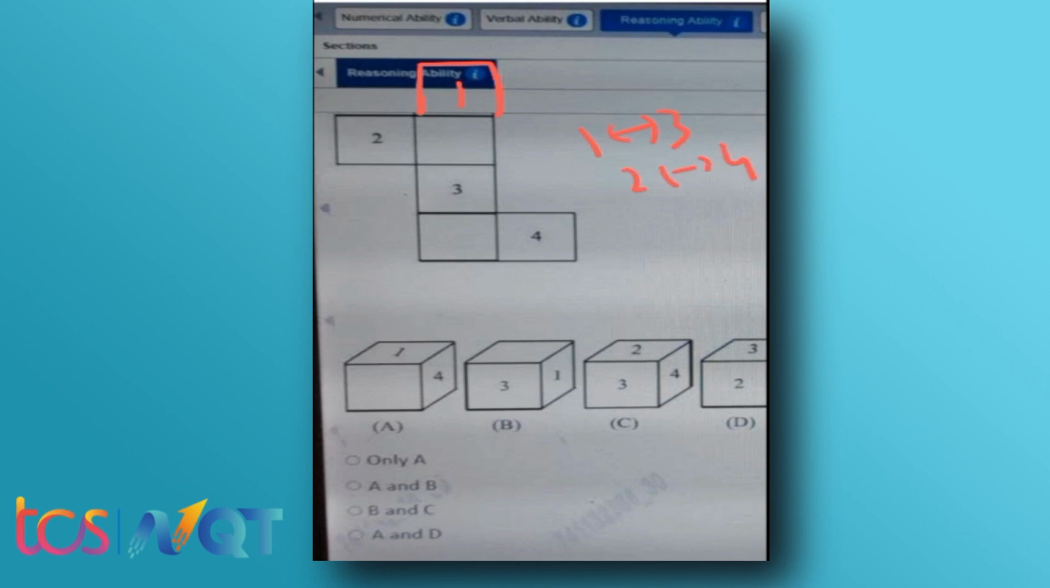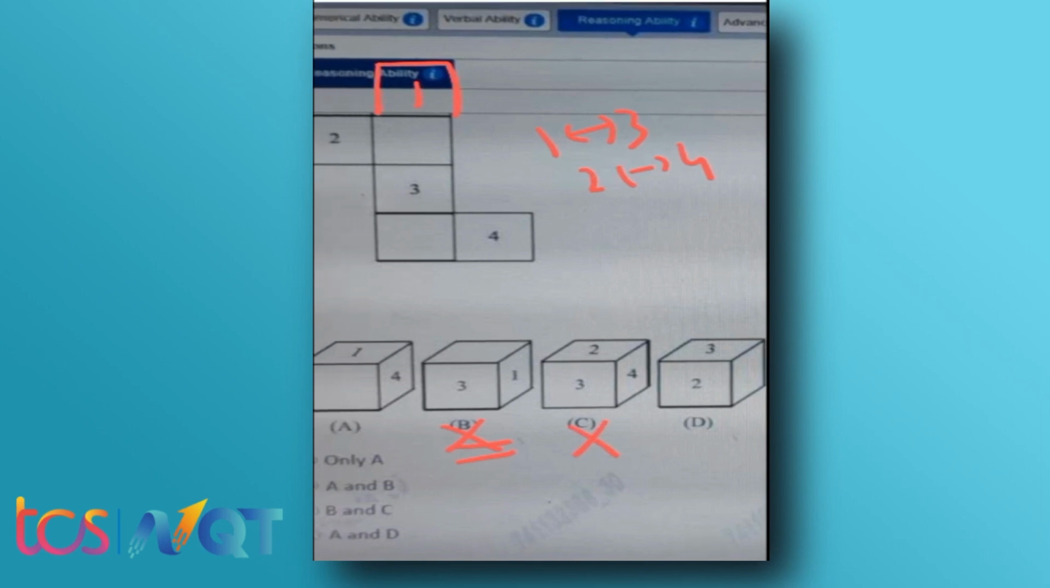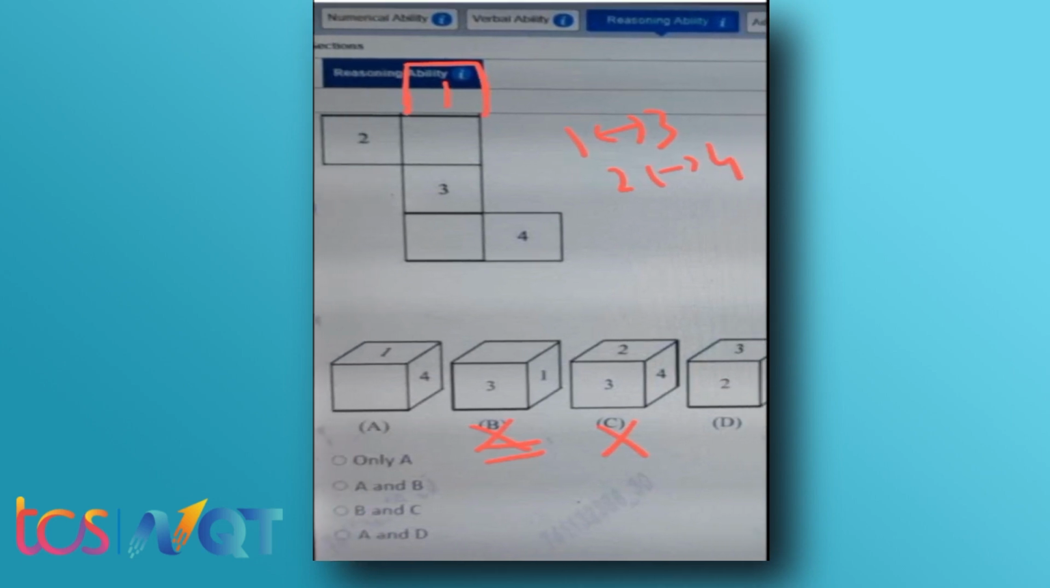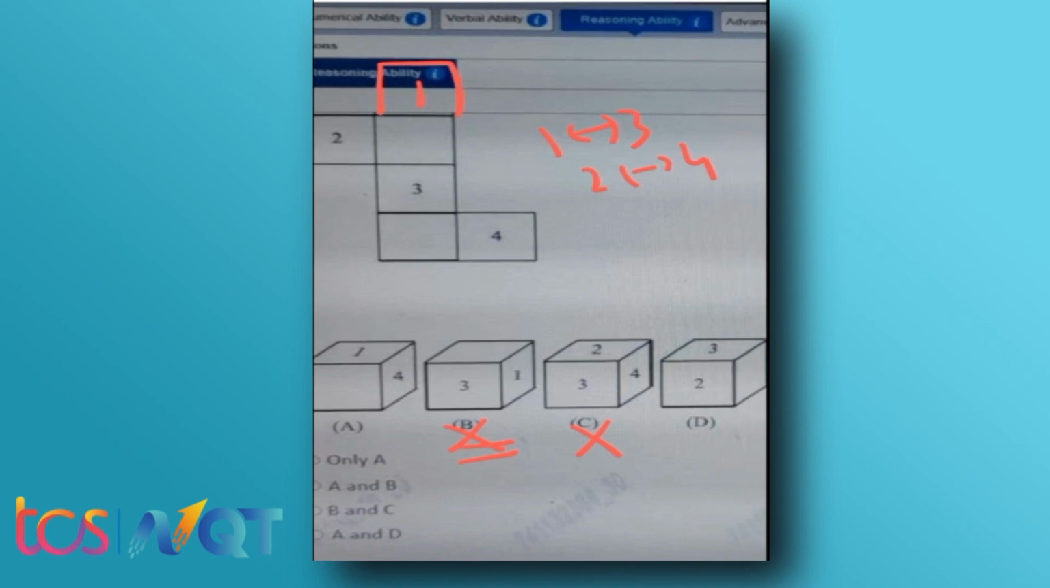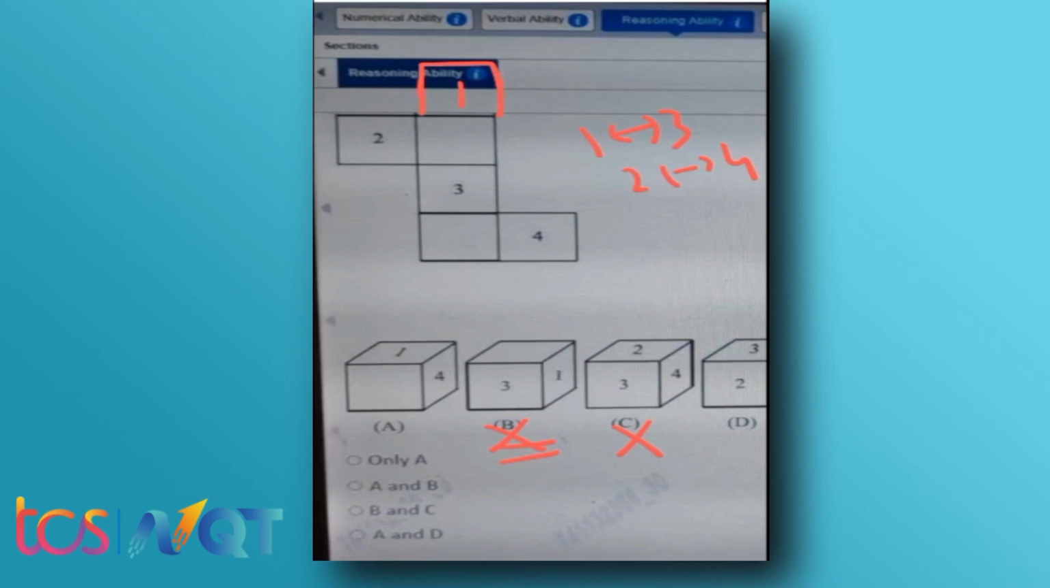Let's check it. 1 and 3 cannot be present at the same time, so this is eliminated. And 2 and 4 are opposite, so 2 and 4 cannot be present at the same time. So this is also eliminated. Now we have to pick from the first and last, I mean A and D. Let's check what can be possible: both A and D, or only A, or only D.